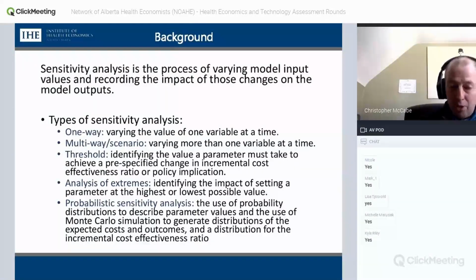Probabilistic sensitivity analysis is where we use probability distributions to describe parameter values. So we don't use a single value for each parameter. We use a probability distribution which expresses our beliefs on the possible range of values that parameter could take and how likely each of those values are to be observed as the expected value. And we then use Monte Carlo simulation to generate distributions of the expected costs and outcomes, and by extension, a distribution or an expression of the uncertainty around the incremental cost effectiveness ratio.